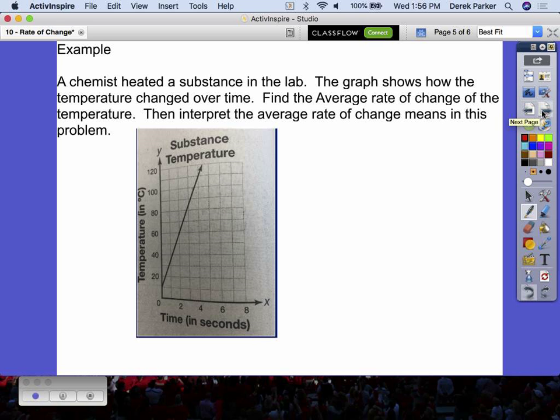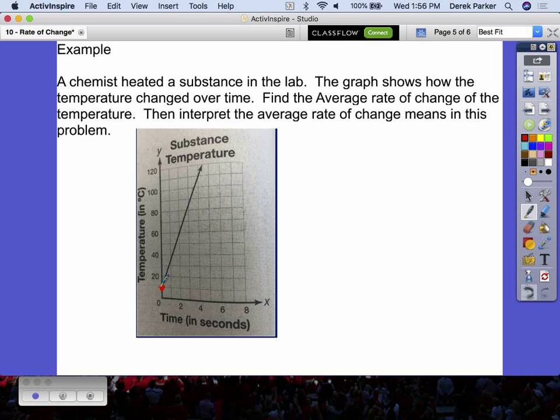A chemist heated a substance in the lab. The graph shows how the temperature changed over time. Find the average rate of change of the temperature. Then interpret what the average rate of change means in this problem. Okay, so to do this, we're going to pick two coordinates.